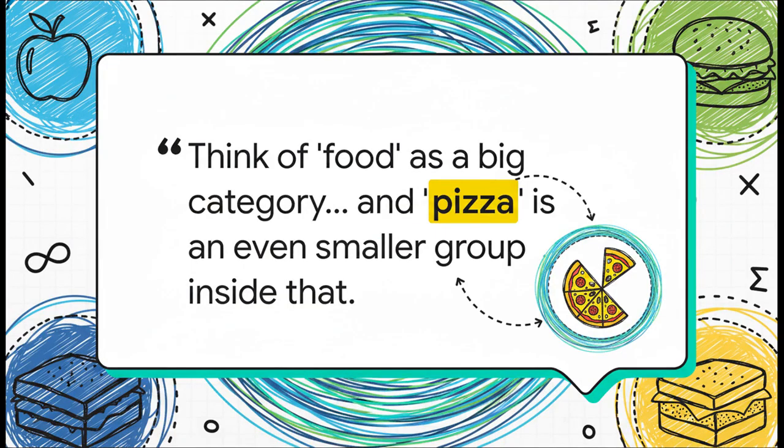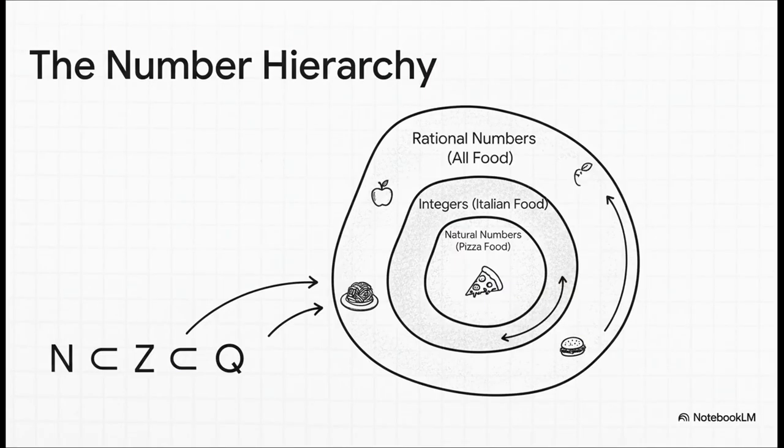And to help you wrap your head around how all these number groups relate, a Reddit user came up with this absolutely perfect analogy. It's not that they're all separate things, it's that they're nested inside each other, like Russian dolls. This just lays it out perfectly. Think about it like this.